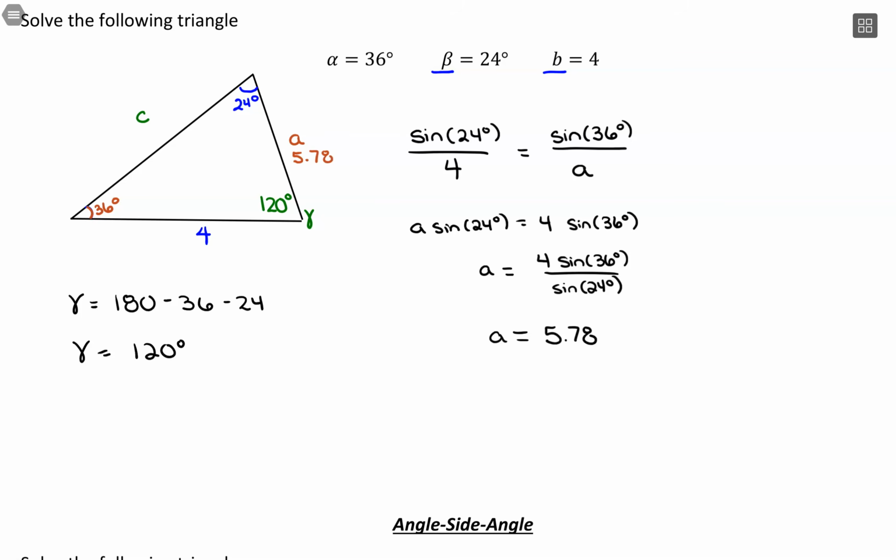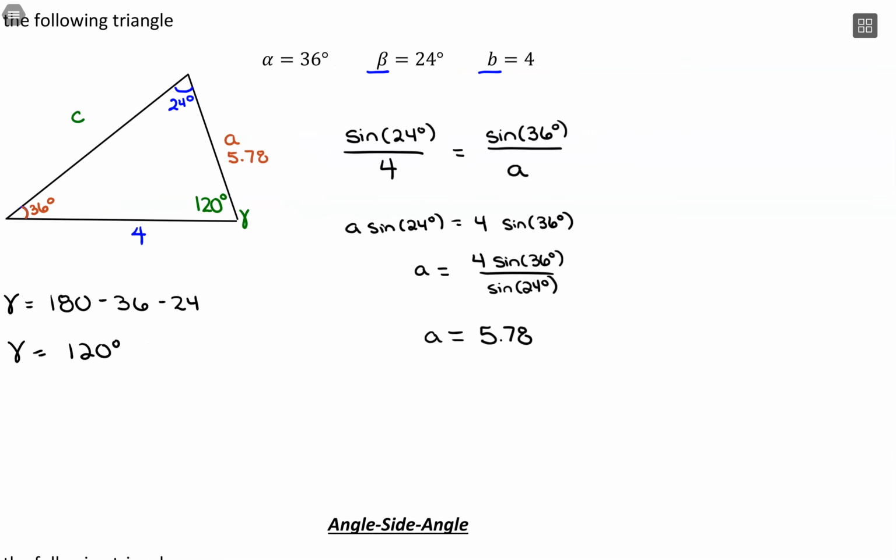Now, again, just to emphasize, you cannot use the Pythagorean theorem here. Do not. Instead, because this is an oblique triangle, what we need to do is use law of sines again. So I'm going to use that same ratio, that sine of 24 degrees over 4 is equal to, and now I'm going to use gamma with C, so it's sine of 120 degrees over C. And then we're going to do cross multiplication, and then divide.